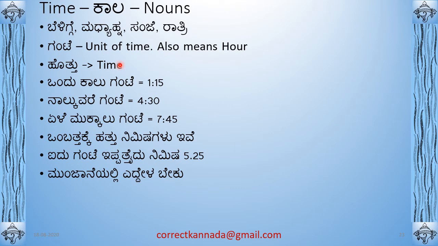Okay, so these are the nouns related to time, kala. Okay, beligge means morning, madhyana, right? Madhyana means afternoon, Sanje evening, Ratri is night. Gante means unit of time. So always tell the time and then say gante. 7 gante, 8 gante, 7:15 gante. It also means hour. Okay. Hottu also means time. A lot of people use hottu, so you have to remember that hottu.